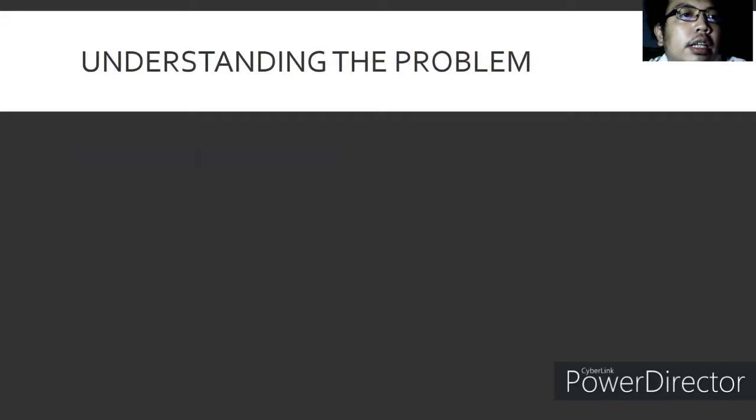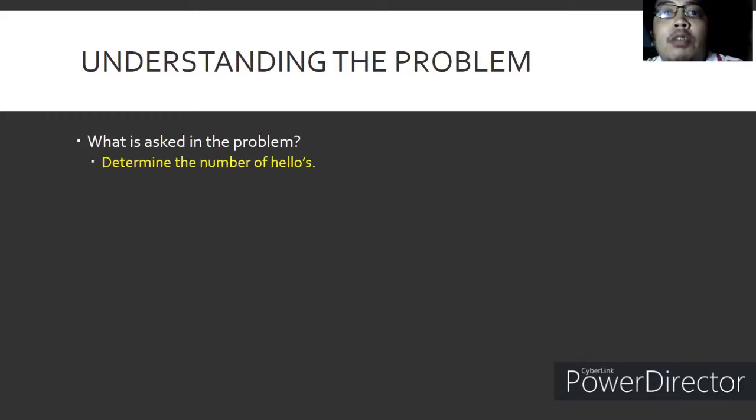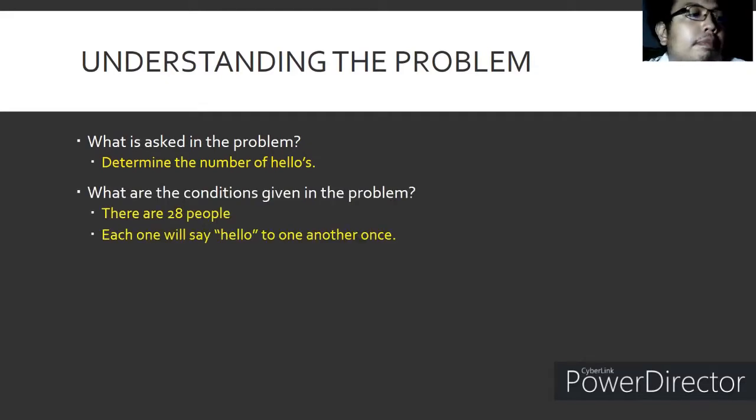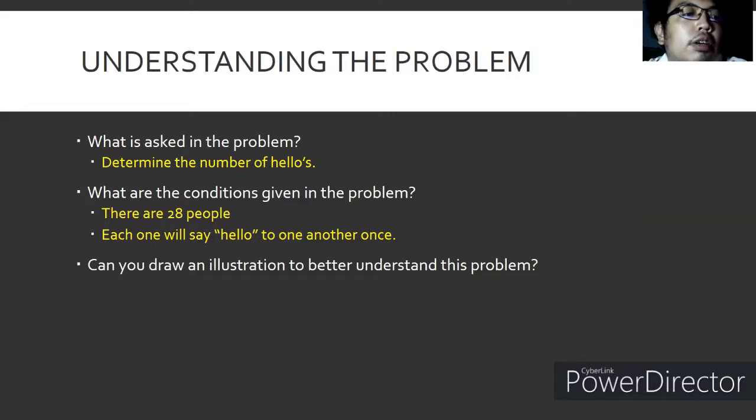So in understanding the problem, let's try to review all of those steps. Okay, what is being asked here? We are asked to determine the number of hellos that are being said. What are the conditions we need to satisfy? There are 28 people, and each one would say hello to one another once. Can you draw an illustration to better understand this problem? I will just leave this part to you. You may have a different illustration for this given problem.